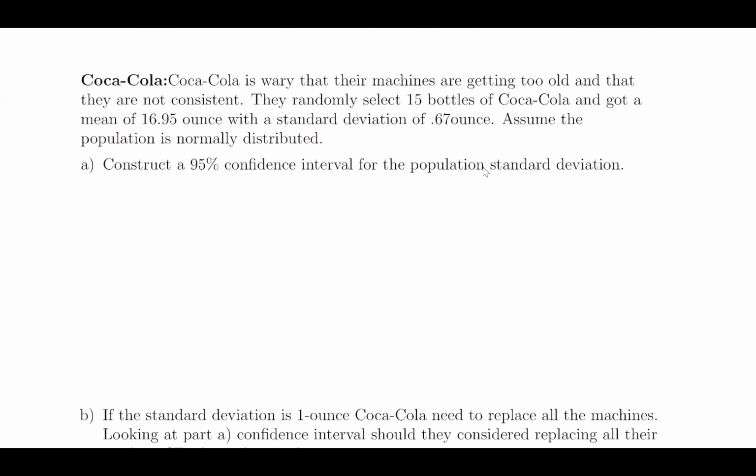All right, so let's do this last one and then that's it for today. It says Coca-Cola is worried that their machines are getting too old and they are not consistent. They randomly select 15 bottles of Coca-Cola and got a mean of 16.95 ounces with a standard deviation of 0.67 ounces. Assume the population is normally distributed.